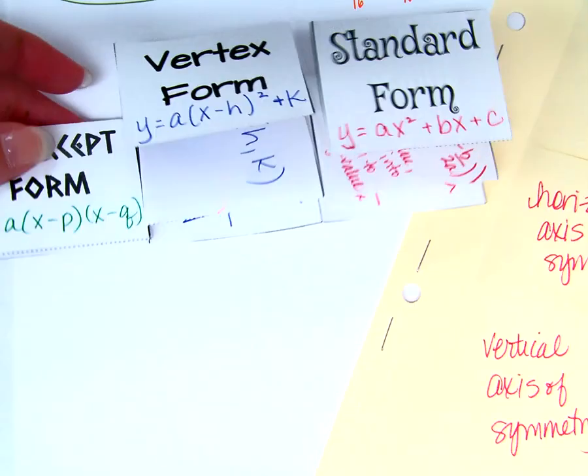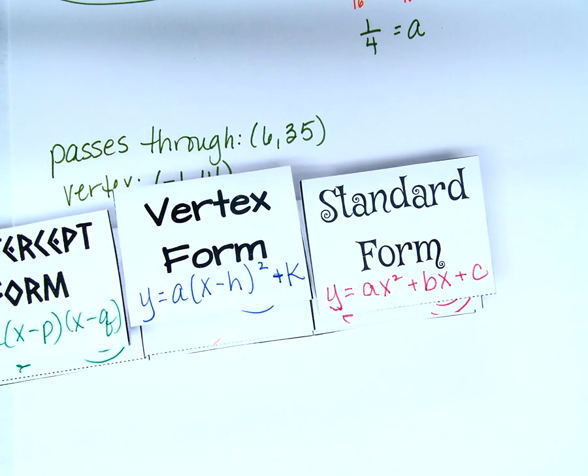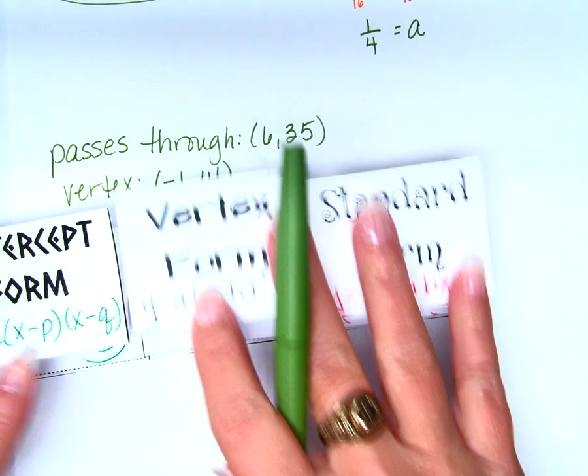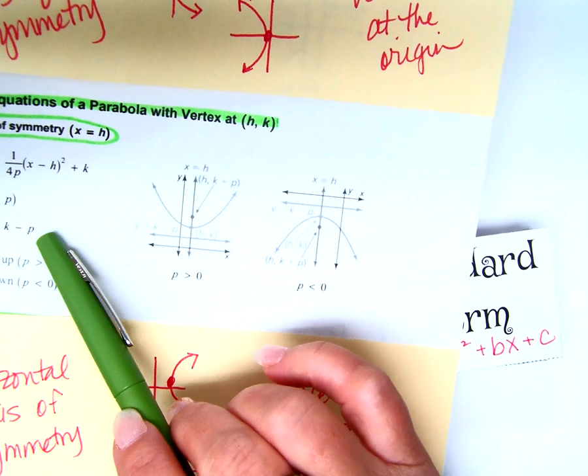So we have the vertex. It's the same one as last time, so I should just use the same formula as last time? No, let's use the other one. Do I have enough information to use the other one? Do I know a p-value? Do I know a focus? Or do I know a directrix?